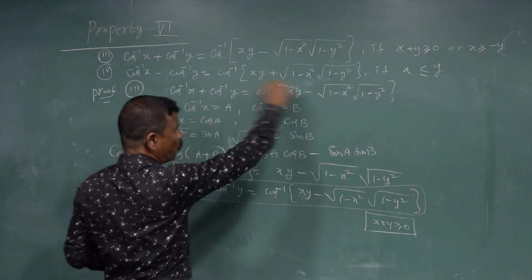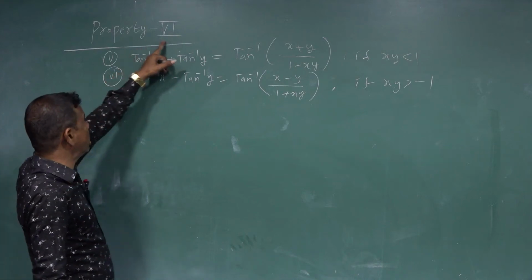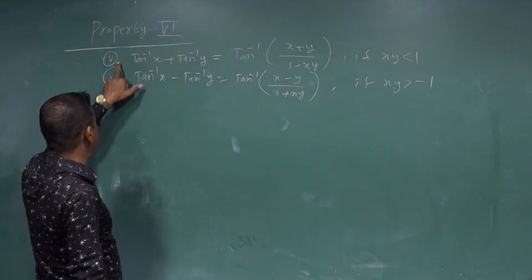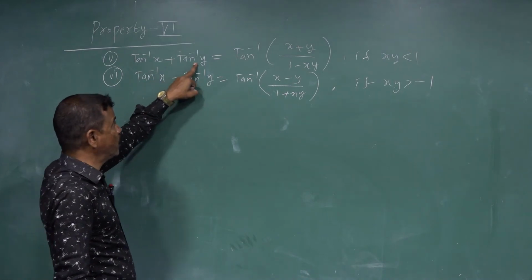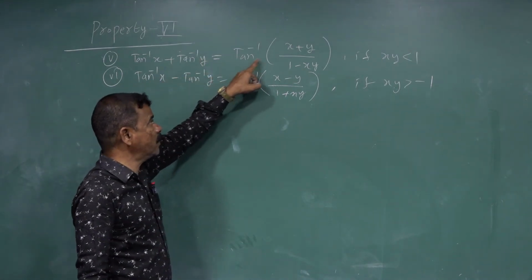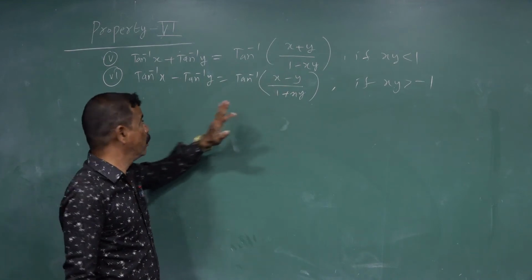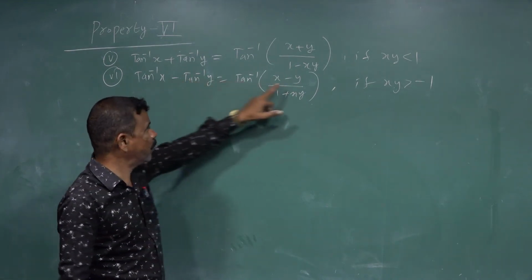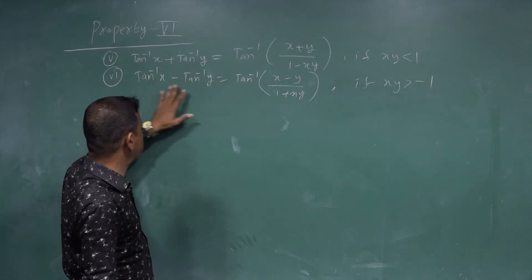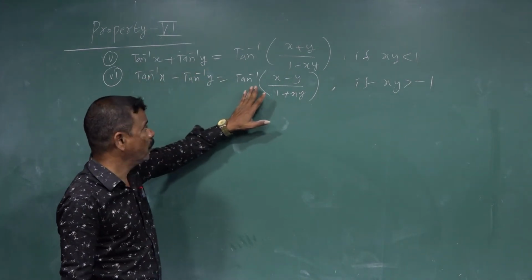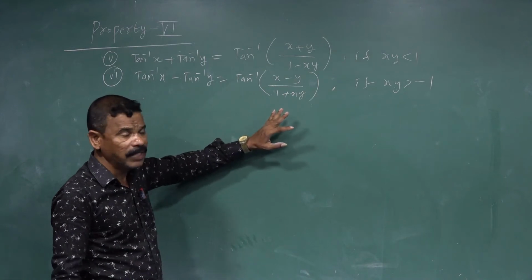Similarly, the fourth one also we can prove. So in property 6, there are the fifth and sixth formulas. Here tan inverse x plus tan inverse y is equal to tan inverse of (x plus y) by (1 minus xy). Here minus, here plus, just the difference. Tan inverse x minus tan inverse y is equal to tan inverse of (x minus y) by (1 plus xy).